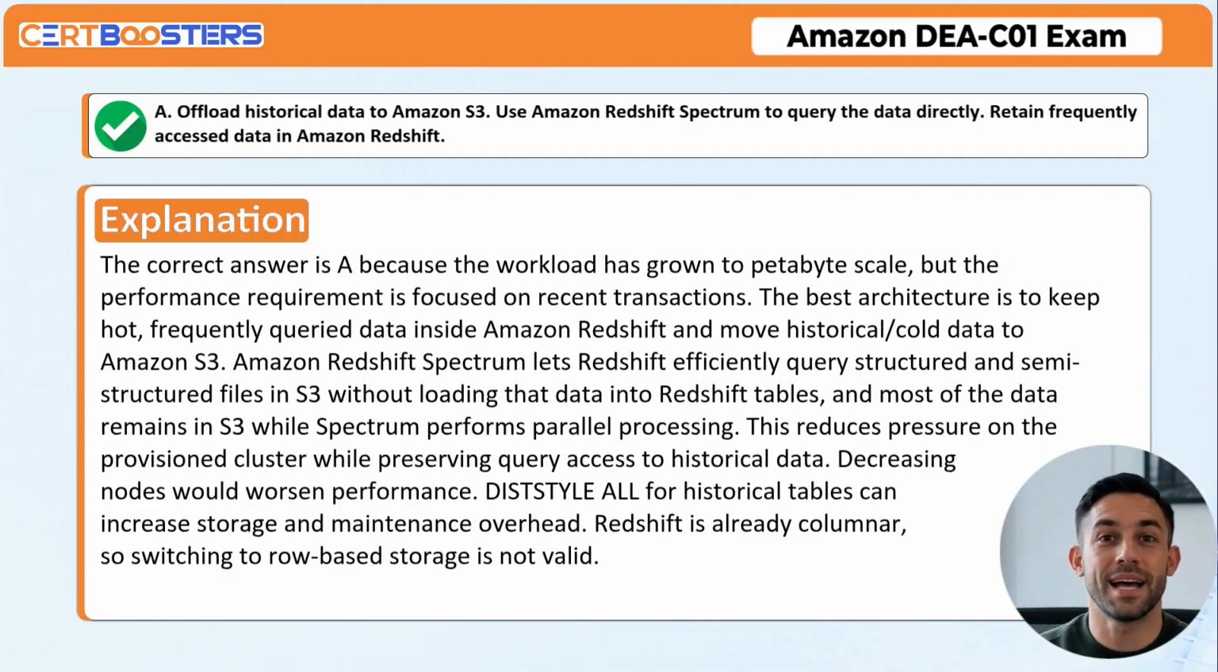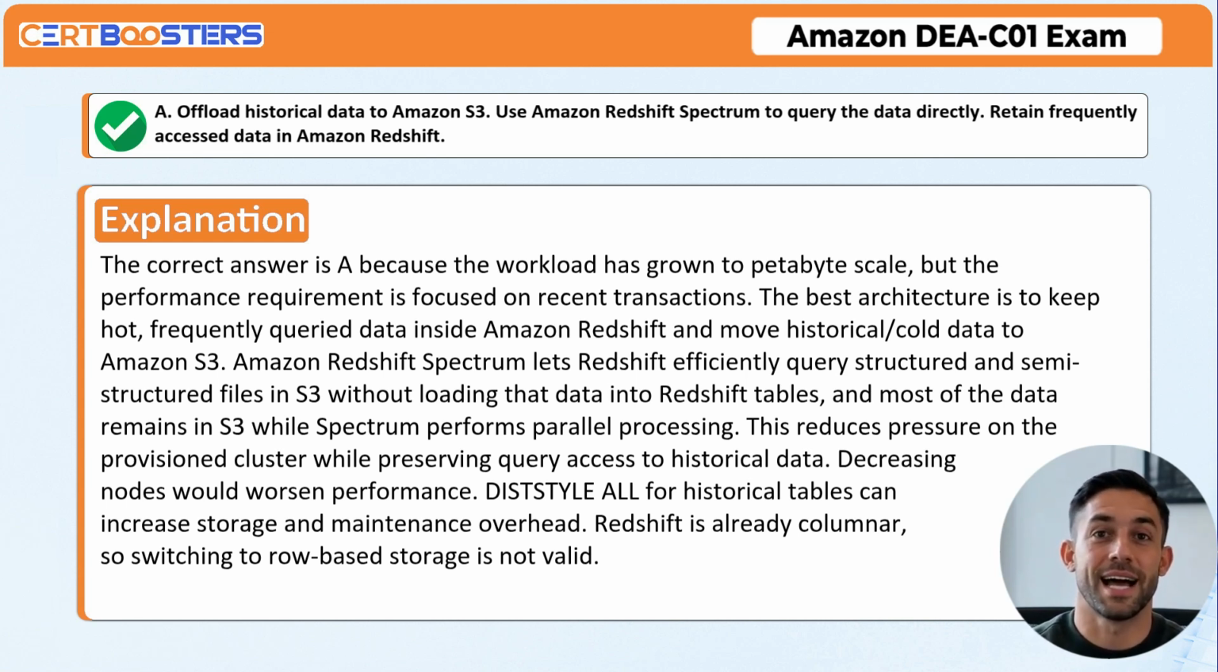Correct answer. A. Offload historical data to Amazon S3. Use Amazon Redshift Spectrum to query the data directly. Retain frequently accessed data in Amazon Redshift. Explanation. The correct answer is A, because the workload has grown to petabyte scale, but the performance requirement is focused on recent transactions. The best architecture is to keep hot, frequently queried data inside Amazon Redshift and move historical, cold data to Amazon S3.